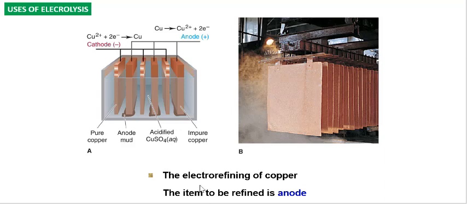One of them is the electro-refining of copper. The item to be refined is the anode. The impure copper metal is used as the anode and the refined metal will be deposited at the cathode.